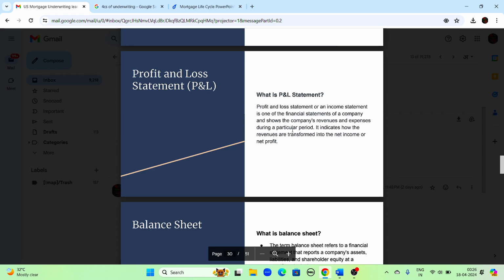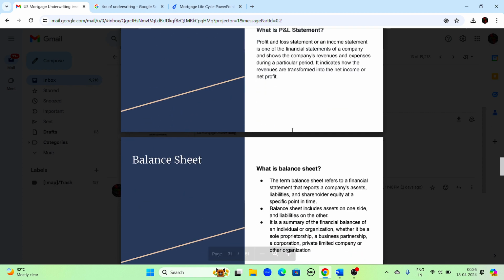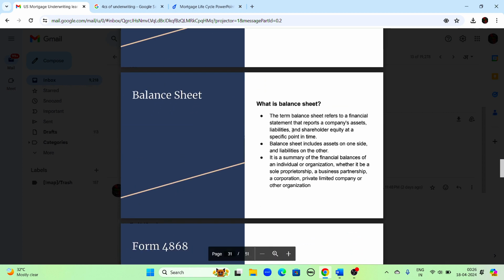P&L statement or profit or loss or an income statement is one of the financial statements of a company and shows the company revenue and expenses during a particular period. It indicates how the revenue is transformed into net income or net profit. Balance sheet. It means a financial statement that reports a company's assets, liabilities, and shareholder equity at a specific point of time.